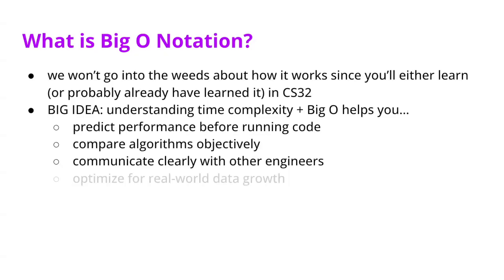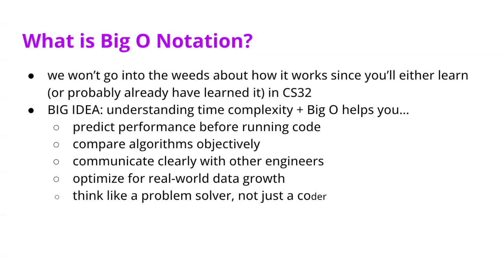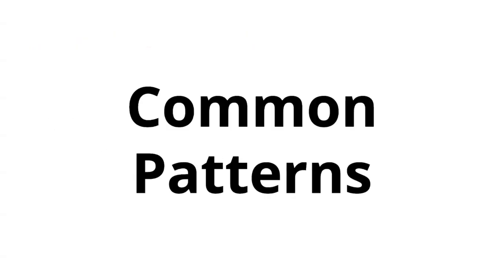But the big idea is Big O helps you understand all of these things. It helps you predict performance before running code. It helps you compare algorithms objectively and communicate clearly with other engineers. So if you hear other people say, oh, my program runs in n log n time, you'll understand what that means. You'll be like, oh, that's somewhat good. And it helps you optimize for real world data growth and think like a problem solver, not just a coder. So that's it for Big O. I'm going to hand it over to Jeff to go over the common patterns that'll help you when you're solving your problems. And then at the end, we'll go through some demo problems.